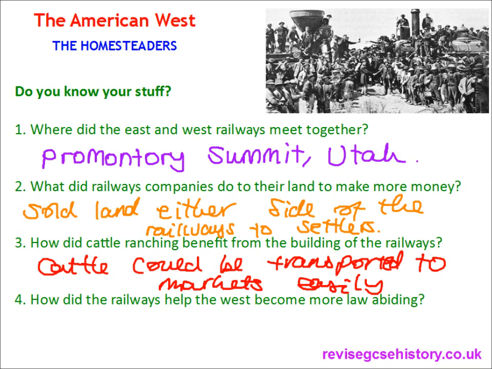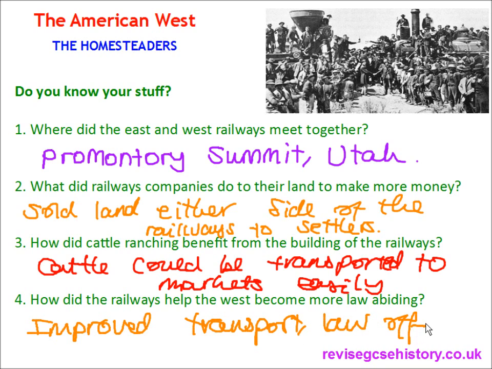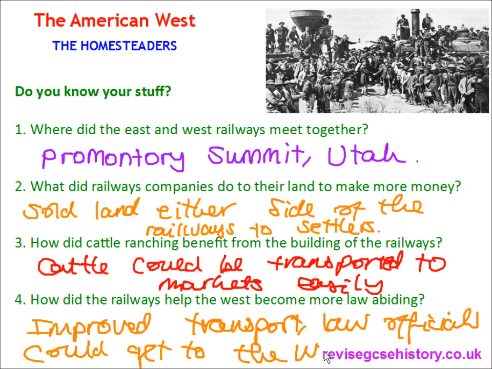And how did the railroads help the West become more... I can't talk today. Question 4. How did the railways help the West become more law-abiding? Well, they improved transport. And that meant that law officials could get to the West more easily. Just squeeze that answer in there.